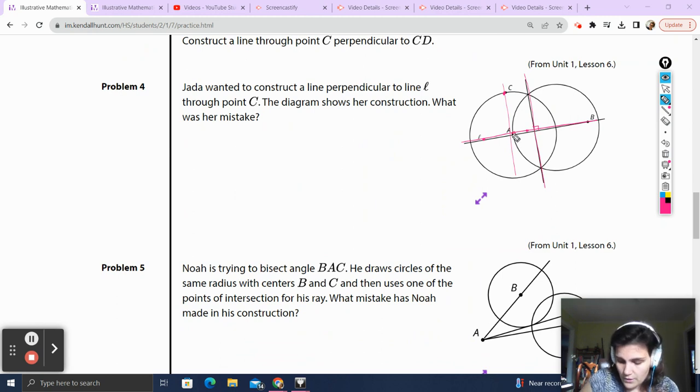So she centered her circle and used radius CA, but that didn't actually create the perpendicular bisector in the right spot. It moved it over. So she would have to use a different technique in order to make sure that her perpendicular bisector goes through point C. Problem number 5.